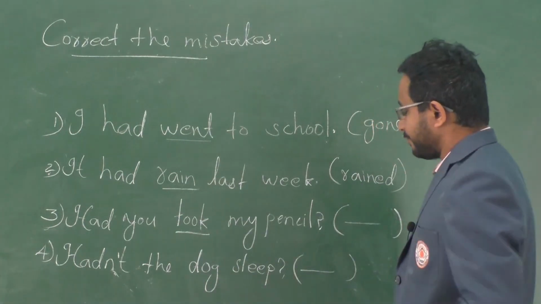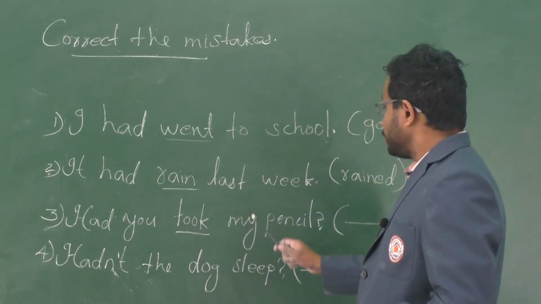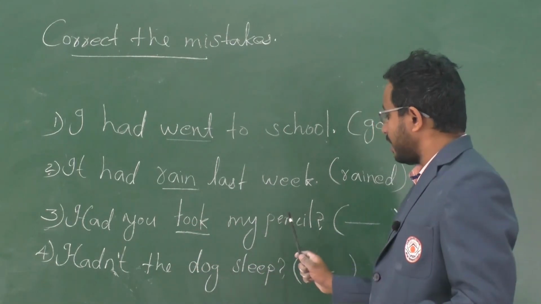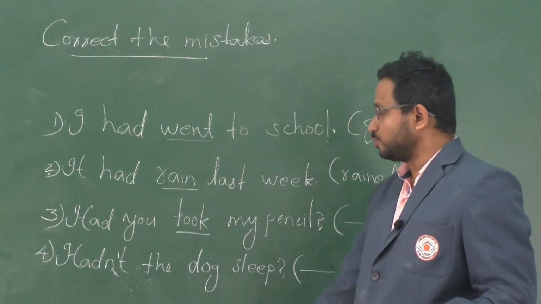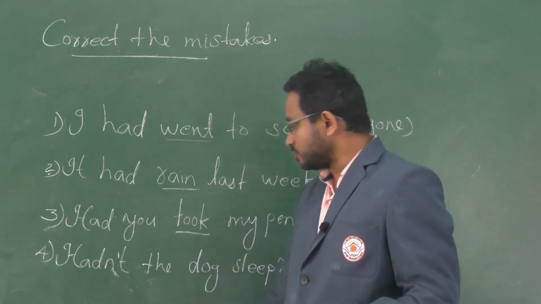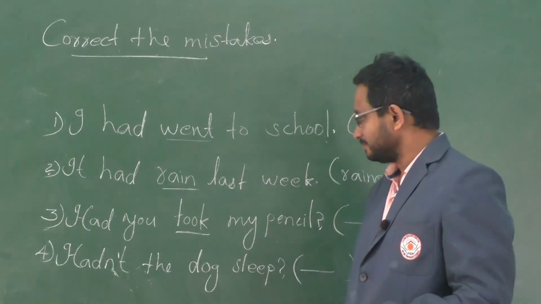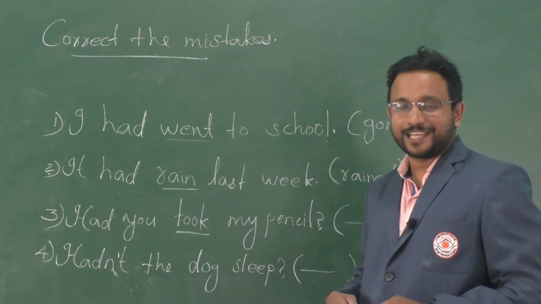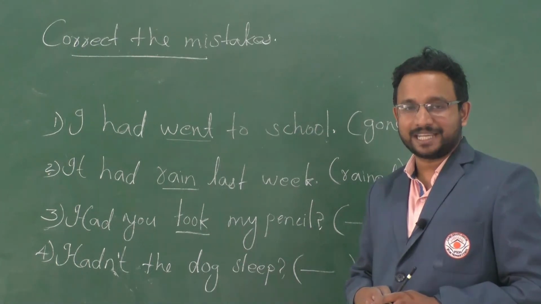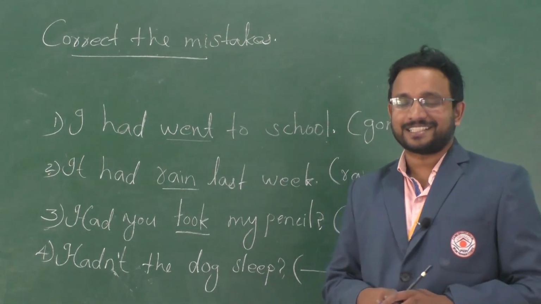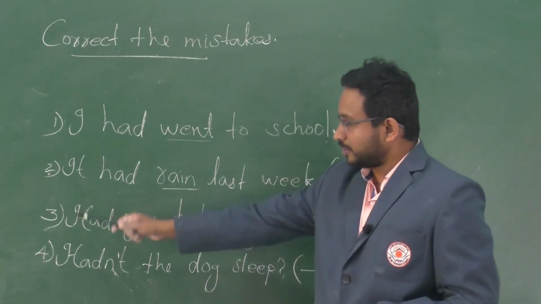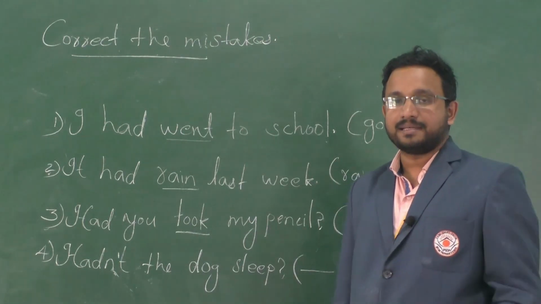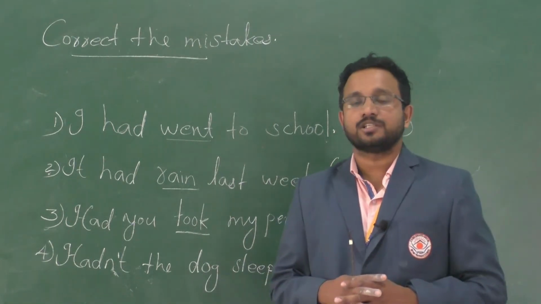Now let's come to the third example. Had you took my pencil, and I've underlined what is the problem. Took is the problem, and you have to find out what verb you have to use here. And the last one, harden the dog sleep. I don't know what the correct form is or what the mistake is here, and you have to find out the mistake and tell me in the next interactive session. Both of these are for your mind work. You have to think. In the next interactive session, when I ask you questions, you have to respond to it.